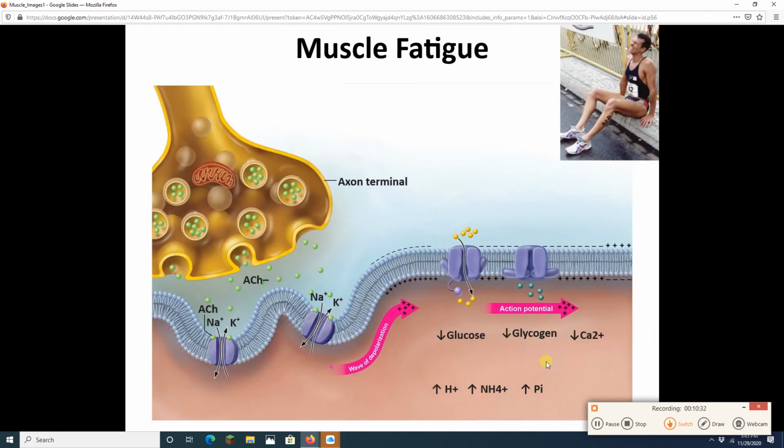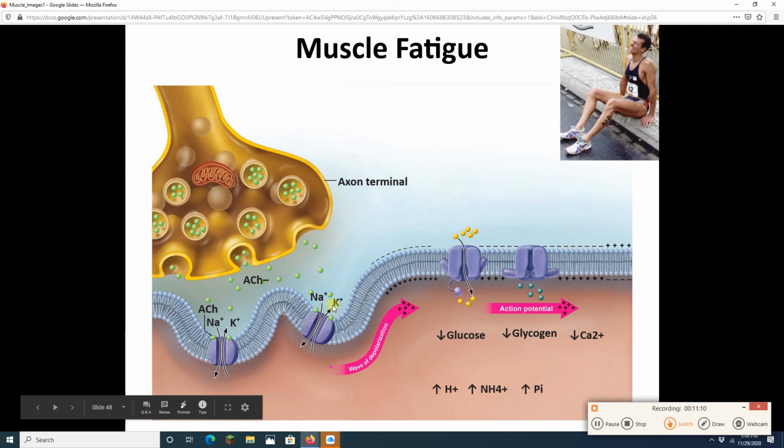All right. With that, let's talk about muscle fatigue. Lots of things can cause muscles to fatigue. In the muscle itself, we can run low on glucose and glycogen. We can run out of calcium. We can have a buildup of hydrogen or ammonia or a buildup of phosphates. All of those contribute to muscle fatigue. On the nervous side of the equation, the neurons can run low on acetylcholine. Think about it, if you don't have acetylcholine, you can't stimulate your muscle.